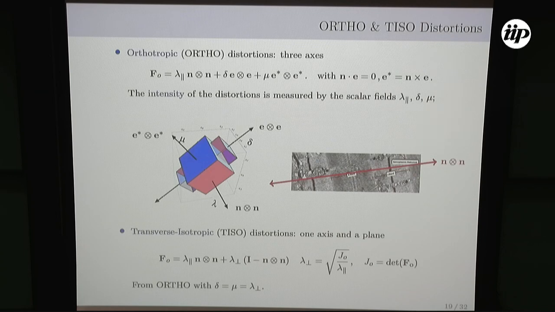Okay, the idea is to model the functioning of muscle with the distortions, and so we have orthotropic distortion, so distortion with 3 directions, and also transverse isotropic distortion with just 1 direction, the same kind of distortion that we can use to model nematic elastomers. So in 1 direction you change the length, in the orthogonal direction you change the cross section. And so we can model a muscle using this kind of distortion.